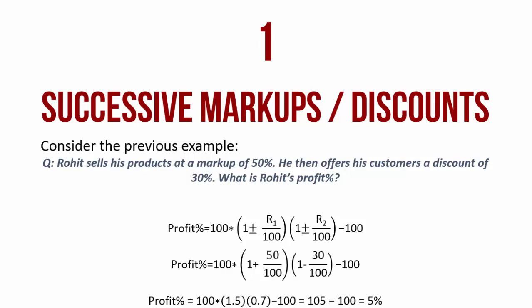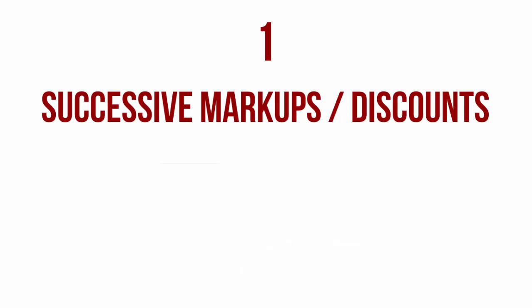Now you see how this formula has enabled you to quickly solve this kind of problem and get to the profit percent. Otherwise, the traditional method of solving would involve you assuming a price, substituting it, finding a markup, then finding a discount, and finally arriving at a profit and then finding a percentage. So this formula is a very useful shortcut.